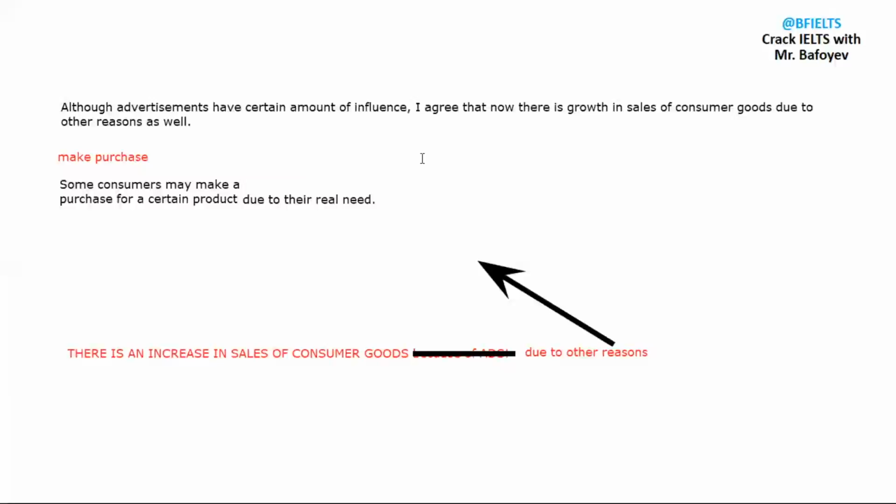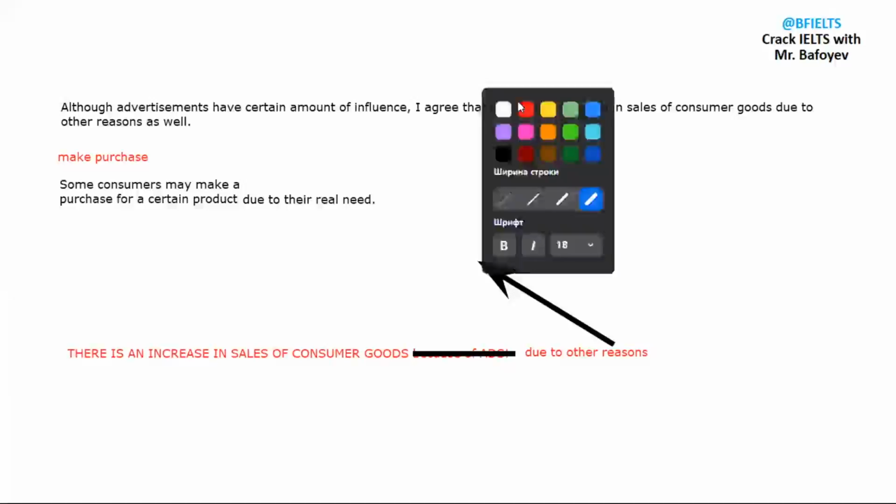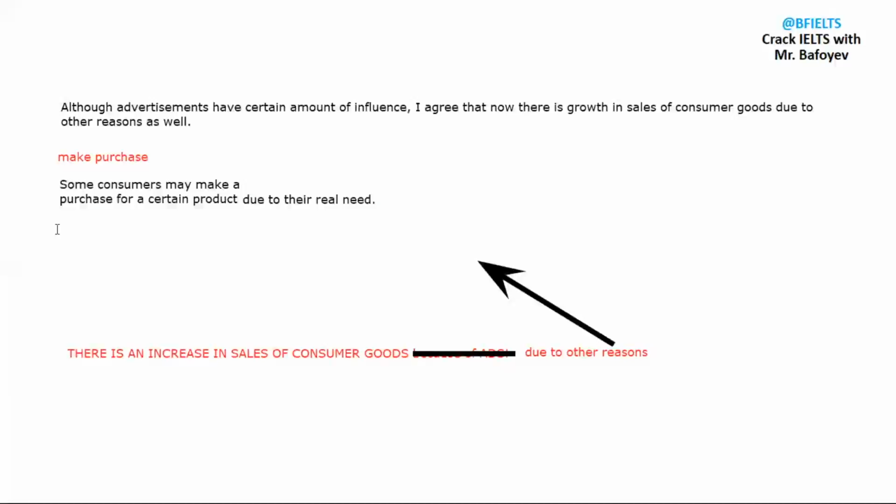Or they already have a mobile phone, but they need more functions in this mobile phone. And so what they do is they buy another one with more functions in it, right? And then, by the way, in order to express this idea, you can use a phrase like enhanced features. Enhanced features are basically updated things in it, right?